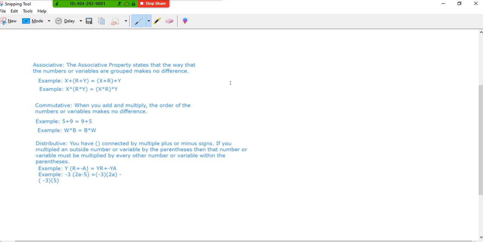Today I'm going to be talking about associative, commutative, and distributive properties. Associative. The associative property states that the way the numbers or variables are grouped makes no difference.